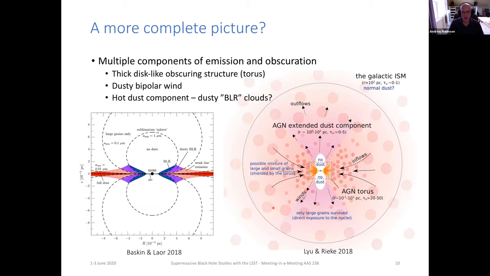So over the last few years, we have arrived at what we can hopefully say is a more complete picture of the dust distribution around AGN, which actually involves multiple components of emission and obscuration. So there is a thin disc-like obscuring structure which identifies the classical torus, but also a more extended polar dust component, which it's been suggested is a bipolar wind. And in detail, in the inner regions, there is this component of hot dust which may be associated with dusty broadline region clouds.